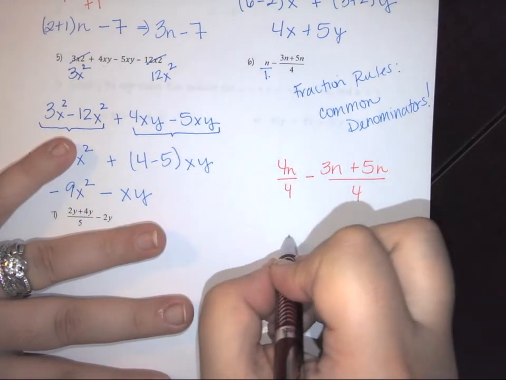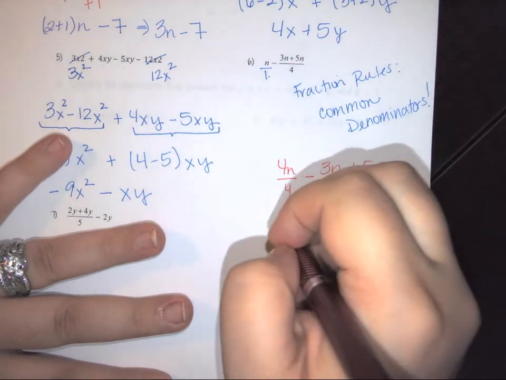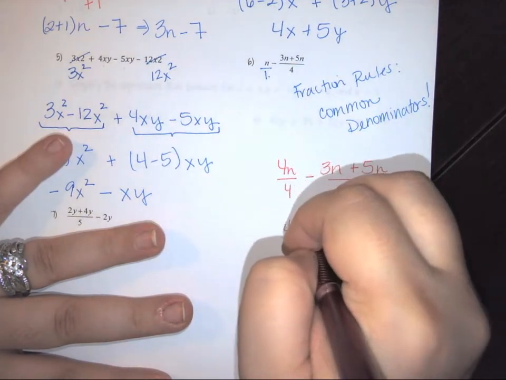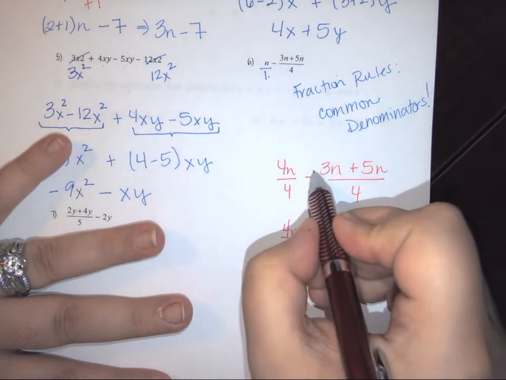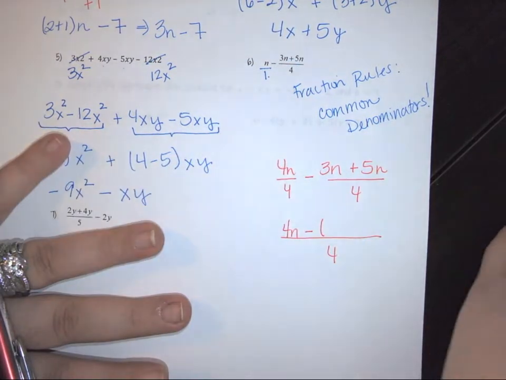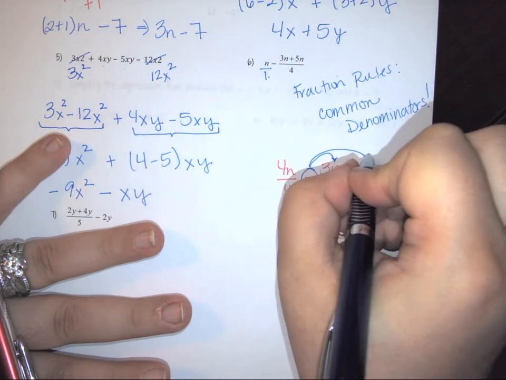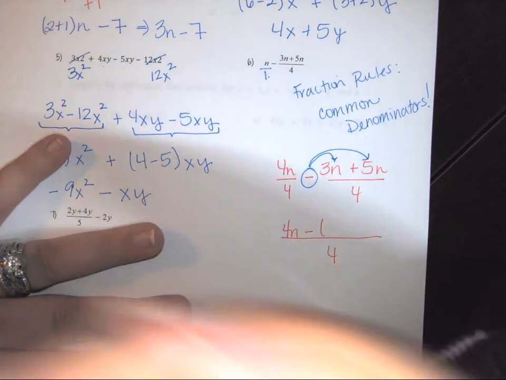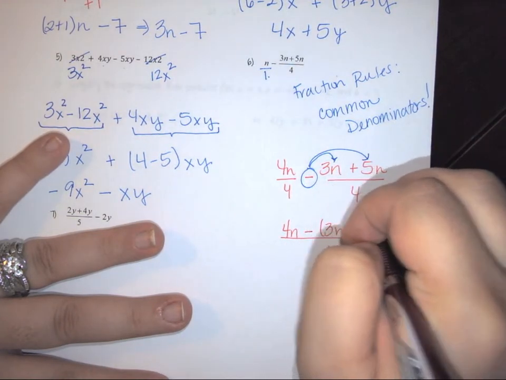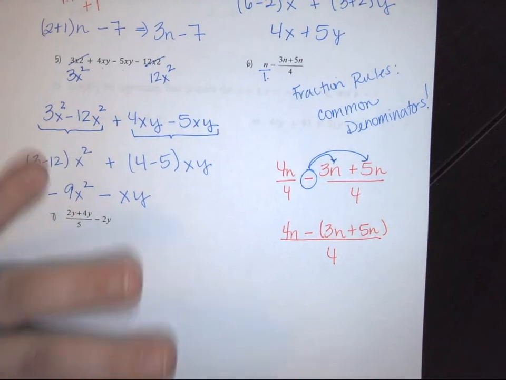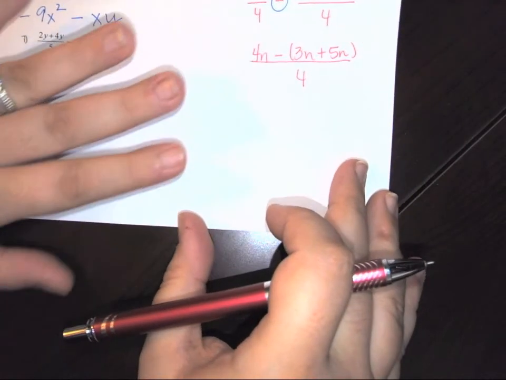Well, I can actually write this with a single denominator. So this is really going to be 4n minus, and now I need to put in a parentheses because this negative here has to apply to both. So I'm going to put a parentheses here and do 3n plus my 5n, which is going to remind me that I have to take care of that negative sign.